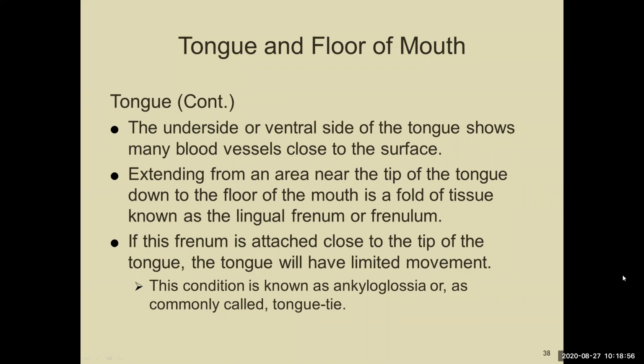We were talking about the tongue, okay? The dorsum of the tongue is the top portion. The ventral surface is underneath the tongue, and you've got a lingual frenum that's attaching the tongue to the floor of the mouth. You can have discrepancies in that. When the frenum is attached too close to the tip of the tongue, the tongue has limited movement. That's what we call tongue-tied, ankyloglossia. Ankylo, it's anchored. Glossia, the tongue. So the tongue is anchored, or tongue-tied.